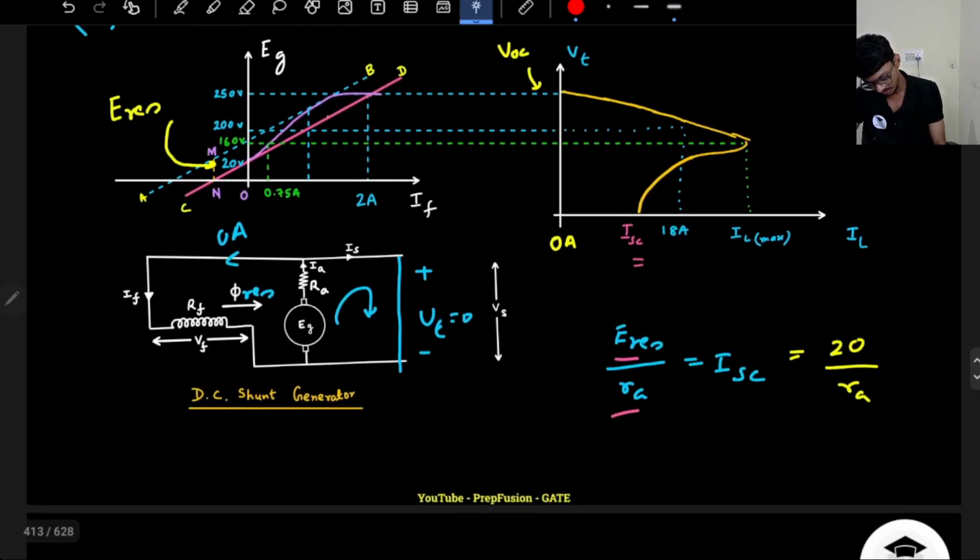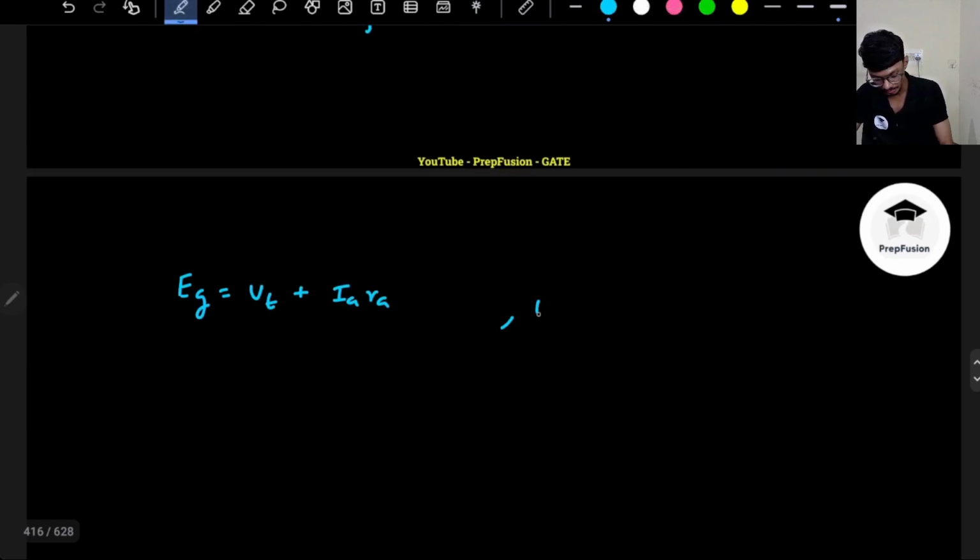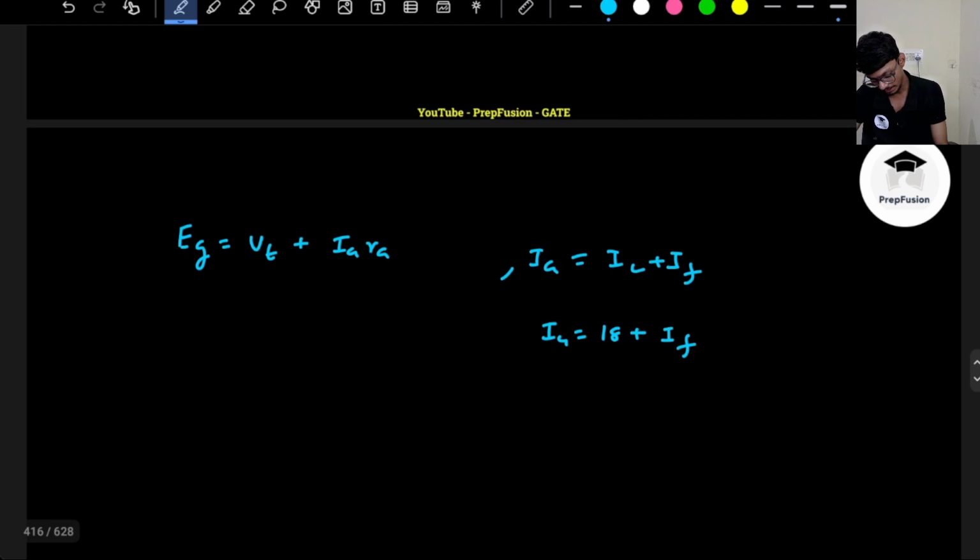Correspondingly, no field current has been provided. So how will I know IA then? I will not be able to find out IA. So IA is equal to what? IA is equal to IL plus IF, correct? IA equals IL, which is 18 amperes, plus IF, which I don't know. I don't know the value of IF, right? So that is a problem for me. Okay, now what else do I know?